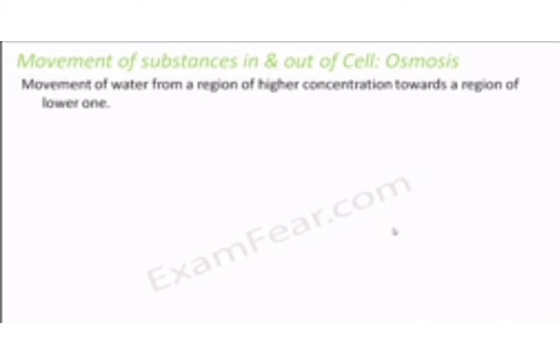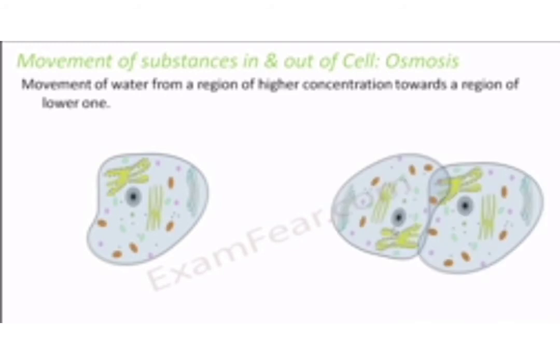Now let us look at the process of osmosis. The concept of osmosis and diffusion is all the same, except that osmosis talks only about movement of water. So movement of water from a region of higher concentration towards a region of lower concentration is osmosis. Here also, if the concentration of water is higher outside, it will start moving into the cell. Similarly, if the concentration of water in cell number 1 is more, it will start moving into cell number 2.